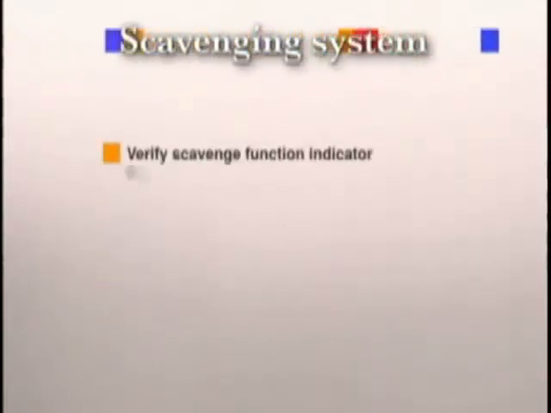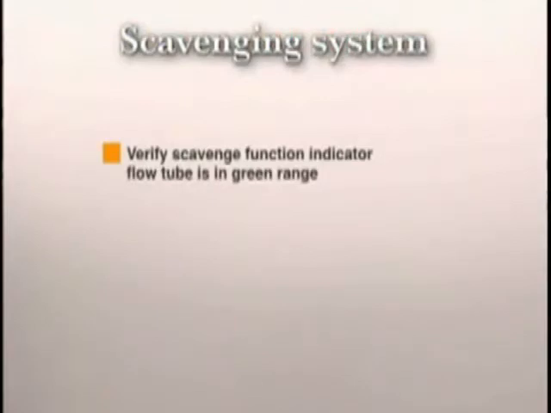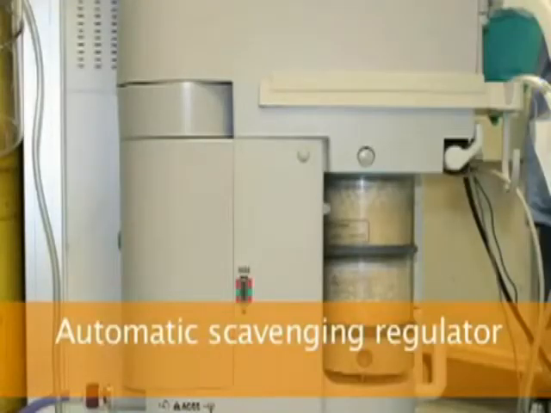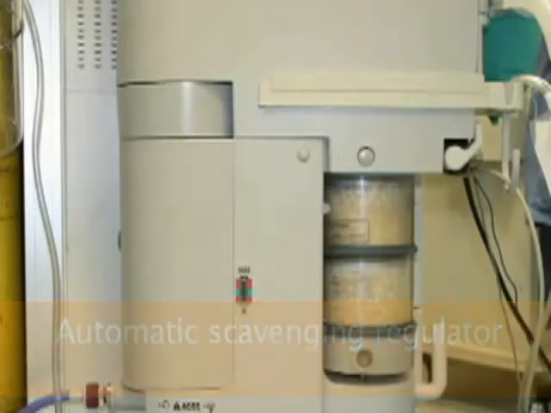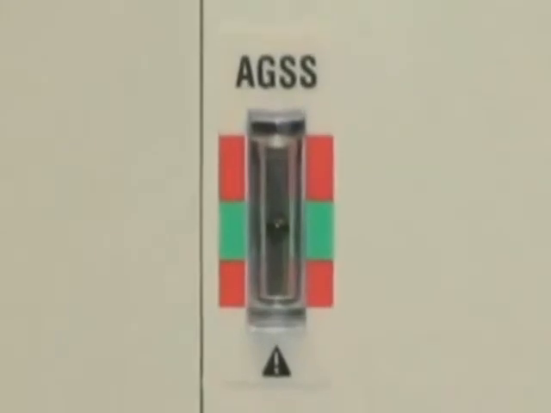Next, you will check the scavenging system. There are two types of scavenging systems. One is automatic, and the other must be adjusted manually. If you are checking an automatic gas scavenging system, verify that the scavenge function indicator flow tube is in the green range. In the Anesthesia machine, the scavenge function indicator is located on the side of the machine next to the carbon dioxide absorbent canisters.